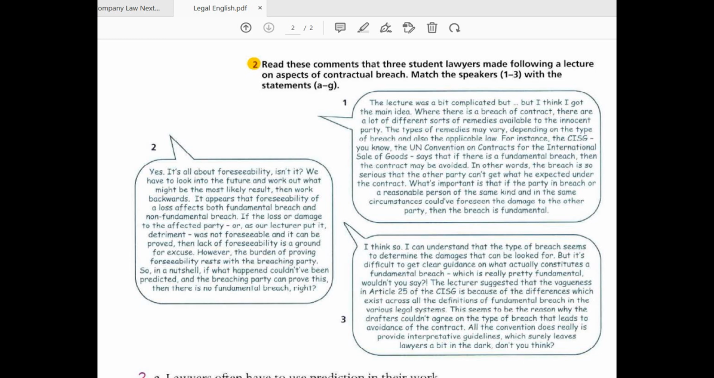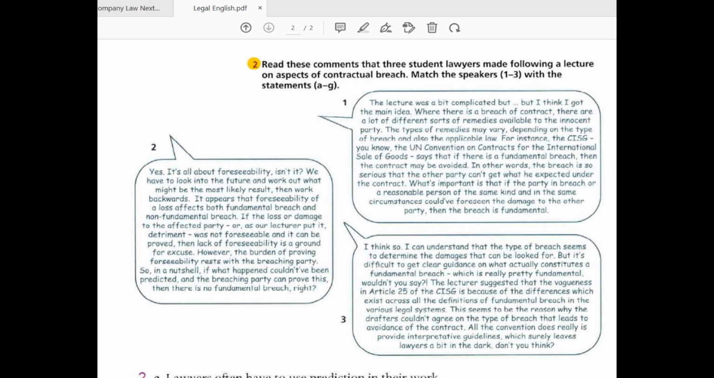However, the burden of proving foreseeability rests with the breaching party. So, in a nutshell, if what happened couldn't have been predicted and the breaching party can prove this, then there is no fundamental breach, right?